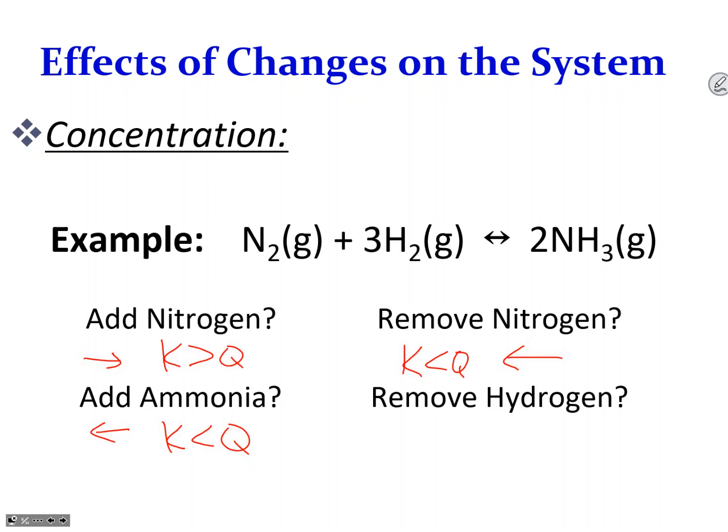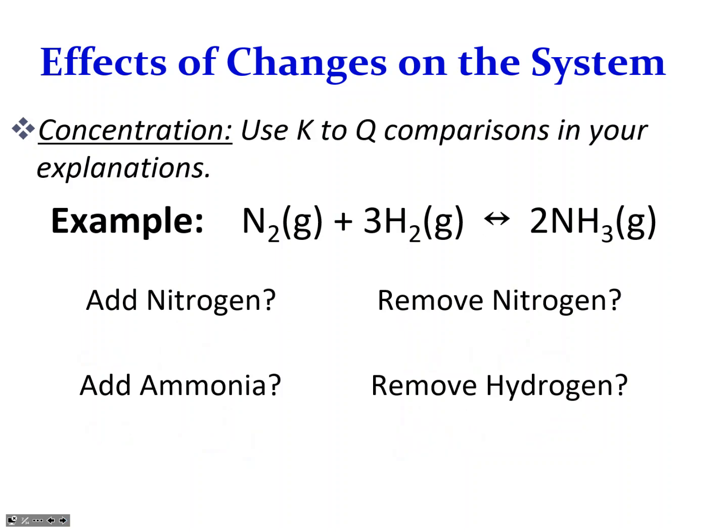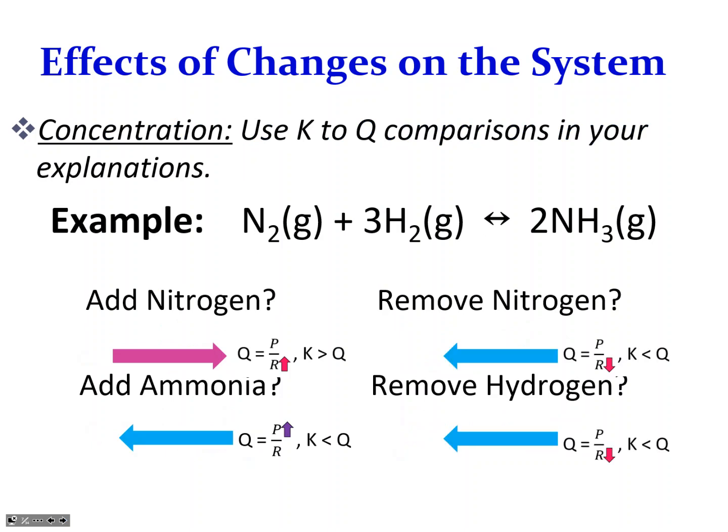Removing hydrogen. Same thing because it's the other reactant as well. Very good. So you're removing another one that's on the denominator, and therefore it's going to make Q a bigger number than K. So they're citing the nice little reasons.